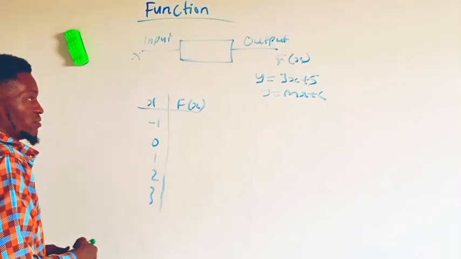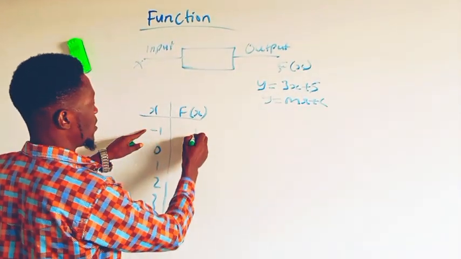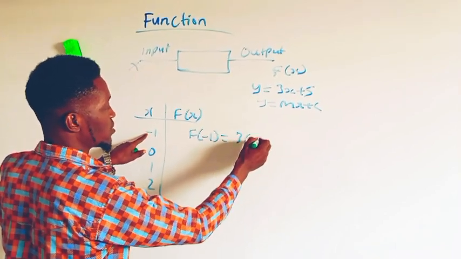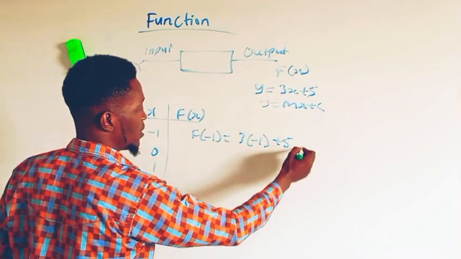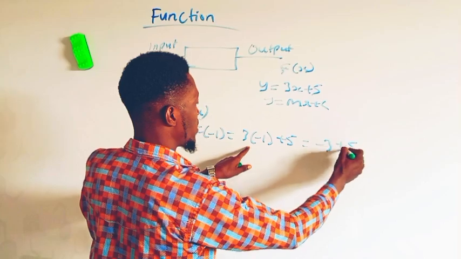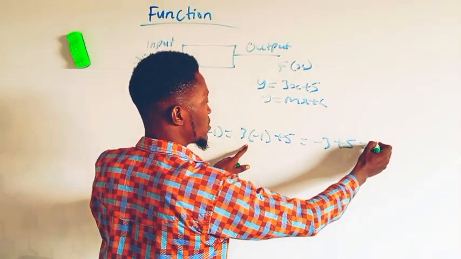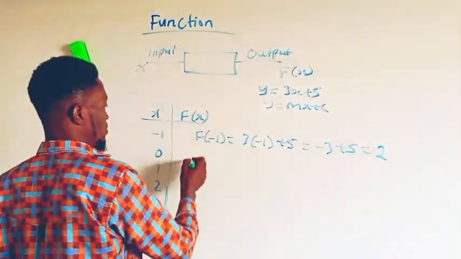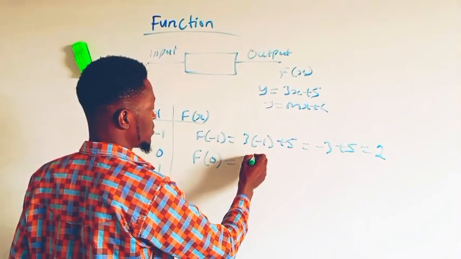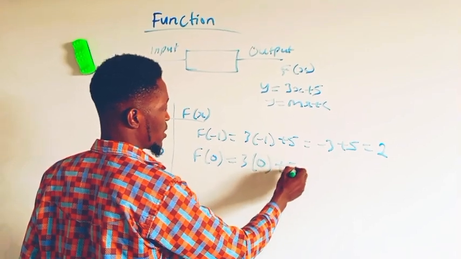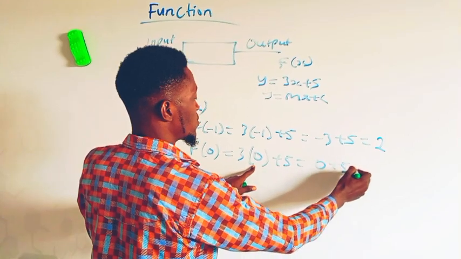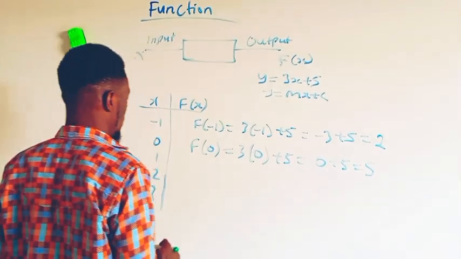You want to actually get the f of x. So our f of x, when x is -1, is equal to 3 times -1 plus 5. Definitely we're going to have -3, and -3 plus 5 gives 2. The same thing applies when x is 0. 3 times 0 is 0, plus 5 is equal to 5.